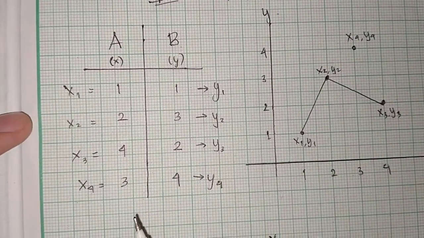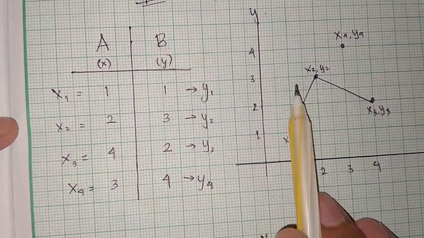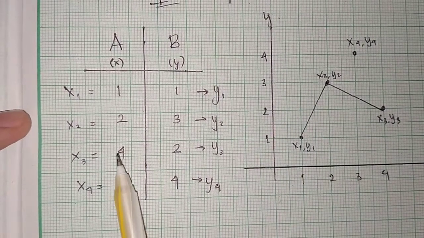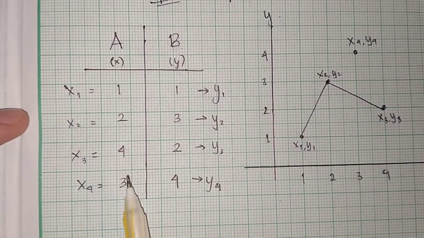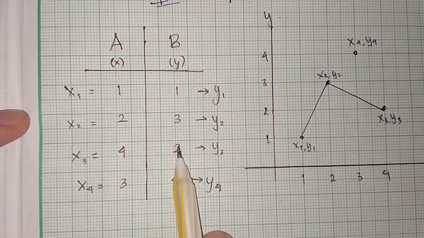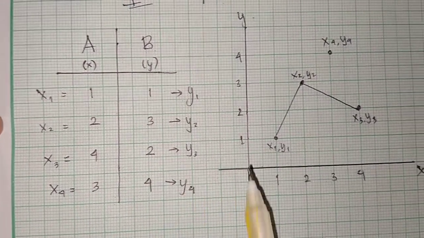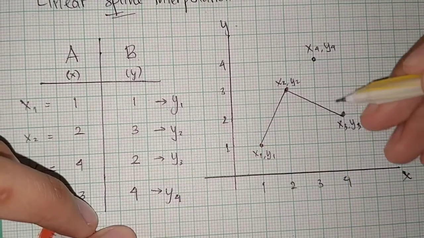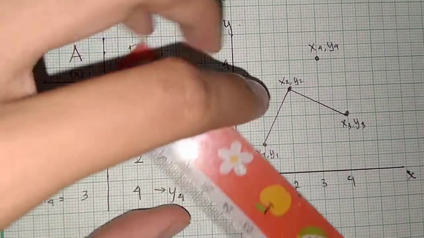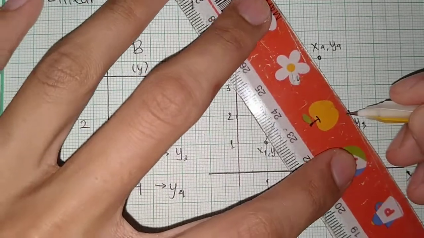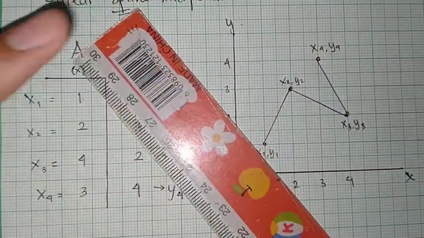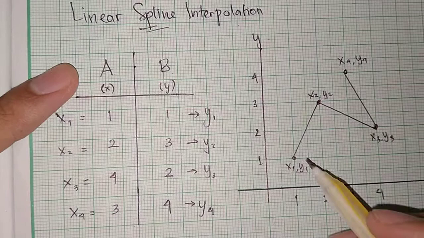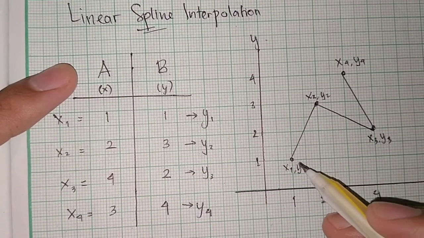And then the last line connects the third point to the last point, 4, 2 to 3, 4. This is the third point, then we make a line from this to this. Okay, we're done. So this is the line, or we can say the spline line.